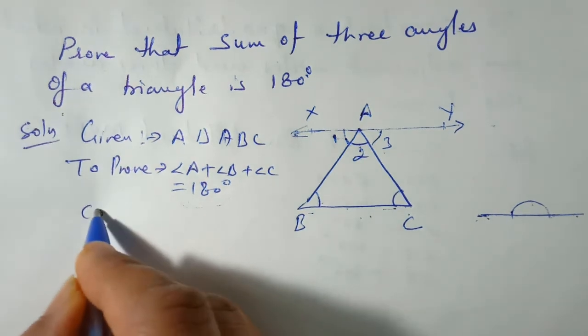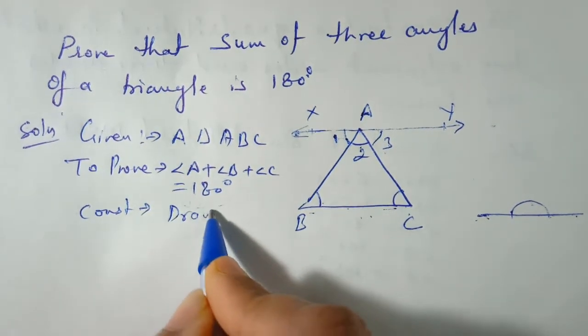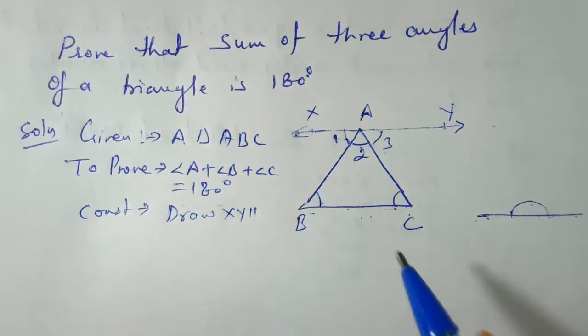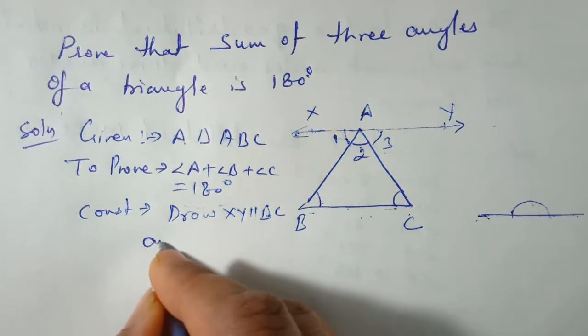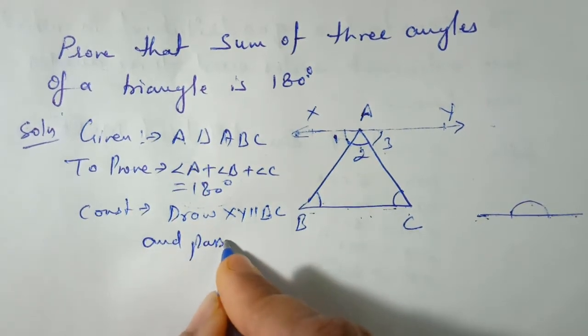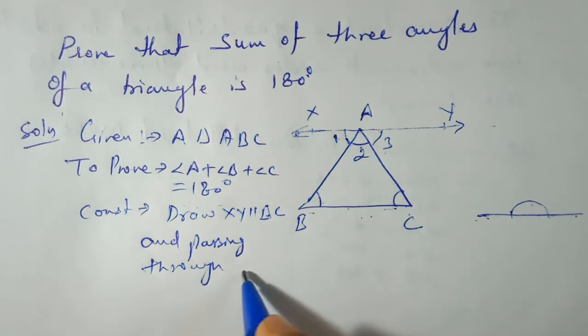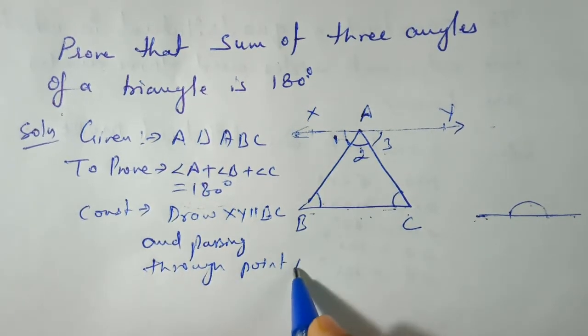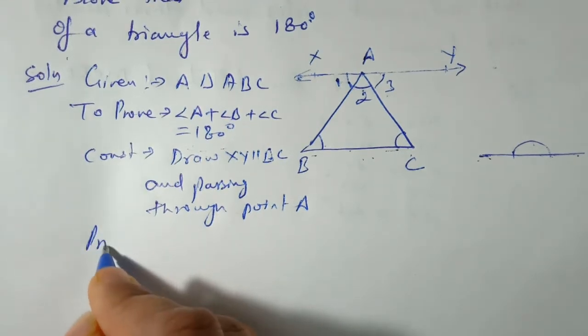So here we first have to do the construction. Draw XY parallel to BC and passing through point A. Now the proof.